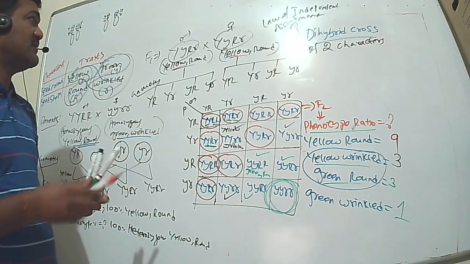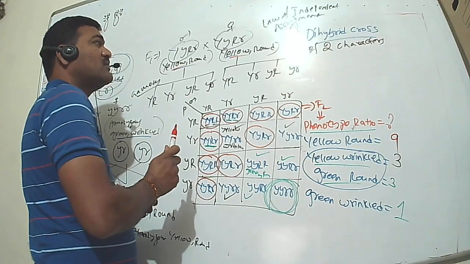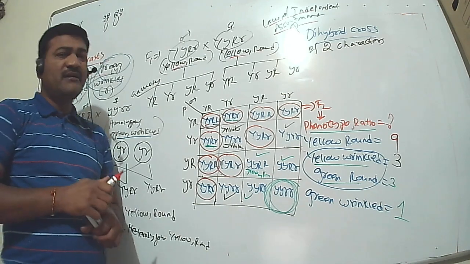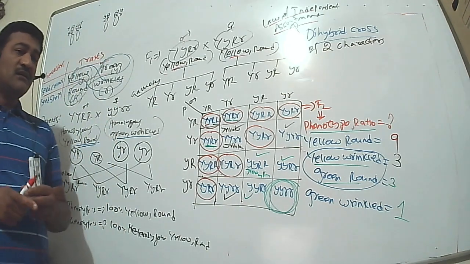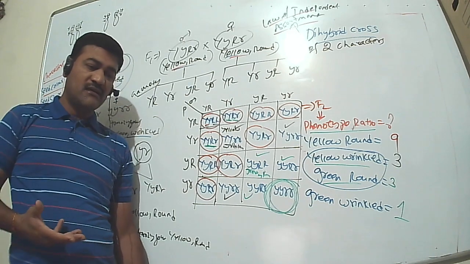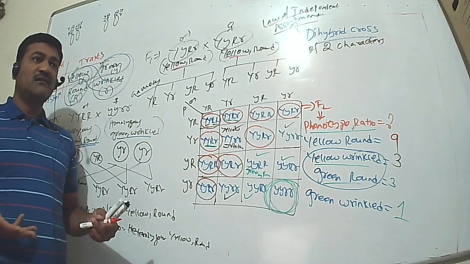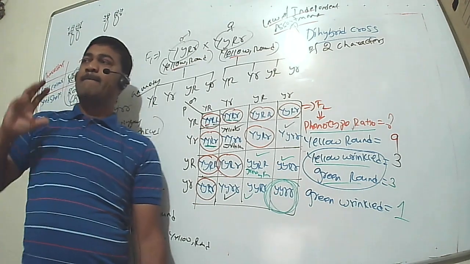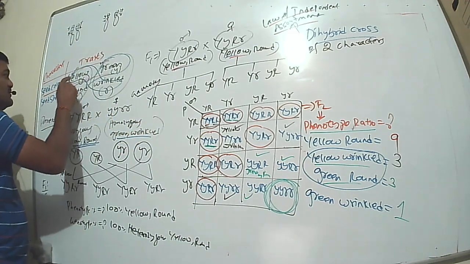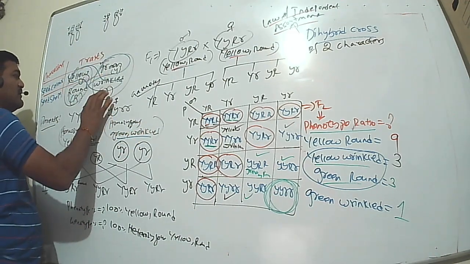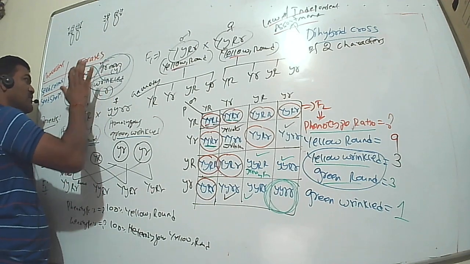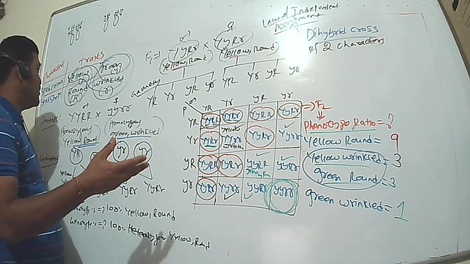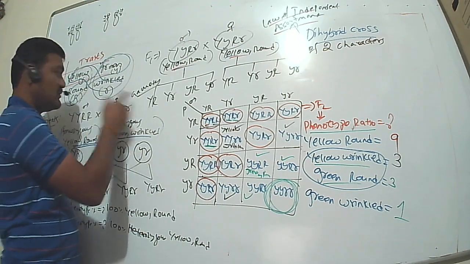And one last point, the essence of dihybrid cross gives us one law: the law of independent assortment. What does this law of independent assortment state? It states that during the inheritance of two or more characters, these characters are inherited independent of one another. They don't influence one another. For example, if I take a yellow round and green wrinkled, do I always get yellow with round only? I mean, if there is a yellow seed, should it definitely be round? Or yellow can even come in a combination of green, yellow, wrinkled?